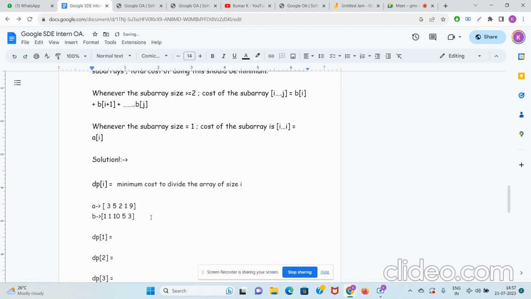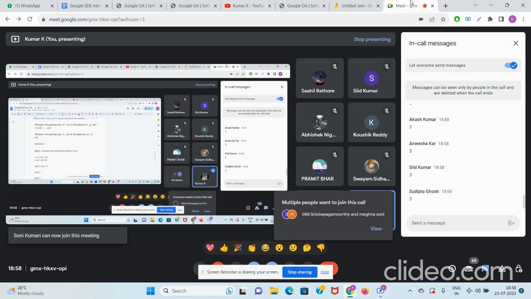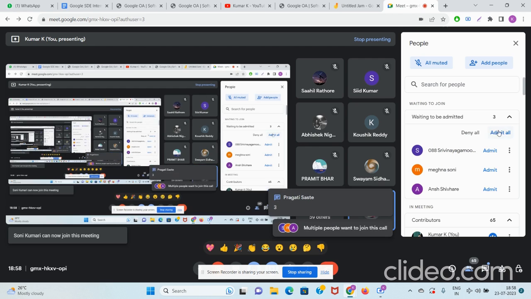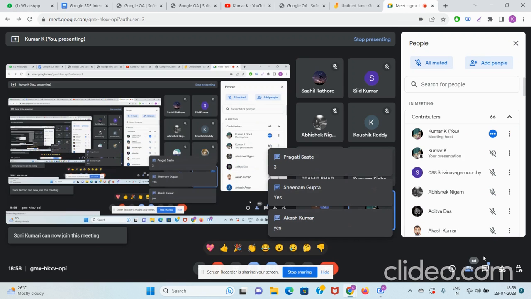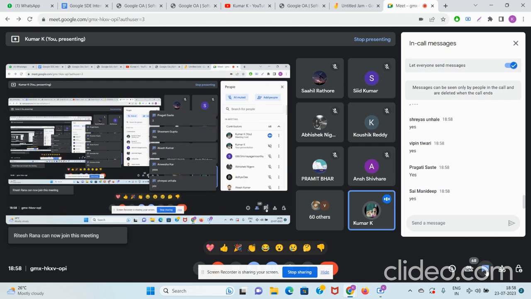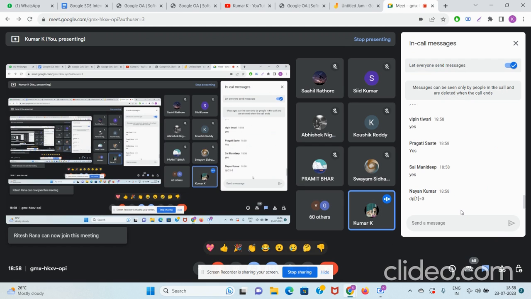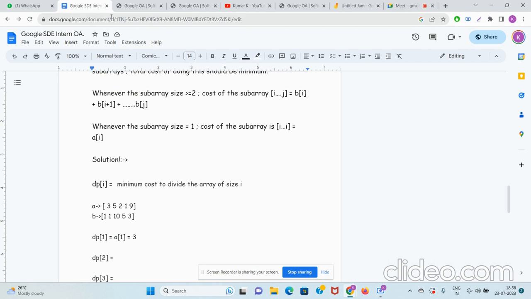Guys, can anyone tell me what will be the cost of dp of 1? dp of 1 means you're only considering the first part of the array, and it is clearly written what to do when the size is 1. Answer will be a of 1. dp of 1 will be a of 1. B of 1 is not allowed, so it will be 3. Guys, is it clear to everyone that dp of 1 will be 3? Everyone start writing yes in the chat and be quick about it. Everyone start writing dp1 equals 3.